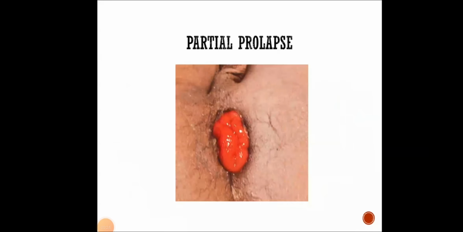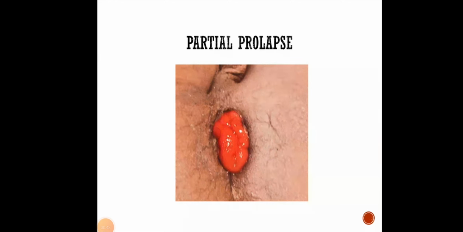First, it is about the partial prolapse. What is partial prolapse? When only the mucosa and submucosa of the rectum come out through the anus, then it is called partial prolapse.